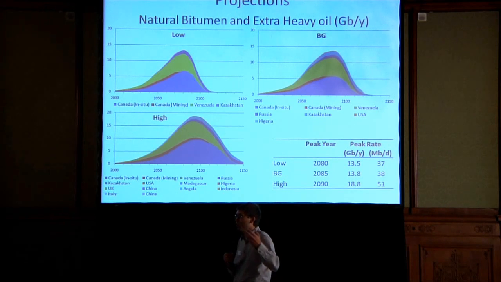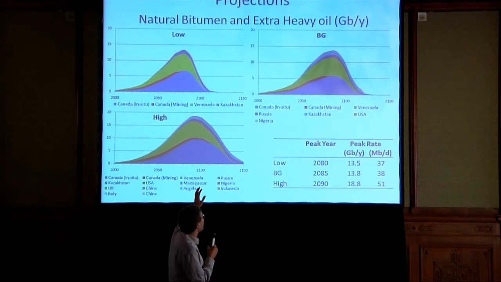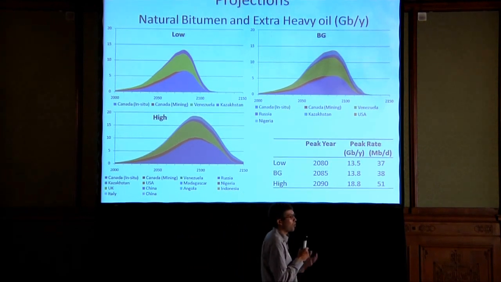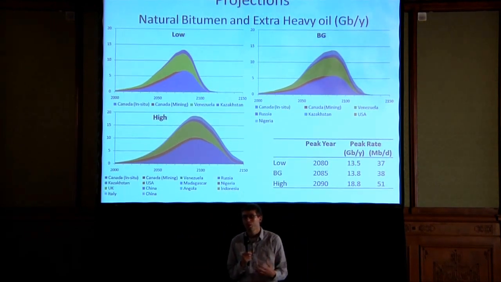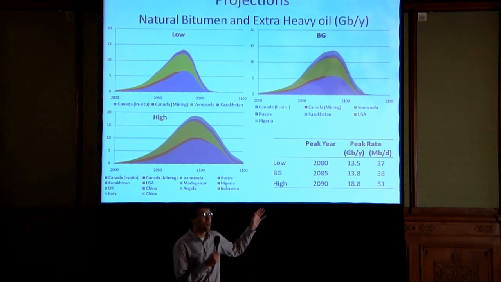Okay, chuck it into the model, get the projections. What do we see? Well, we can see, roughly speaking, about 50% of today's conventional oil production could be produced by unconventional oil at the end of this century.